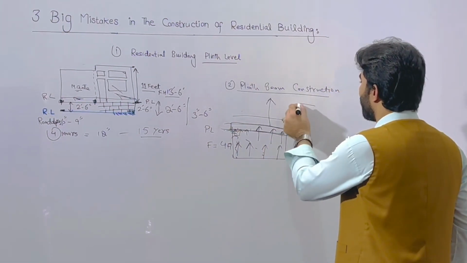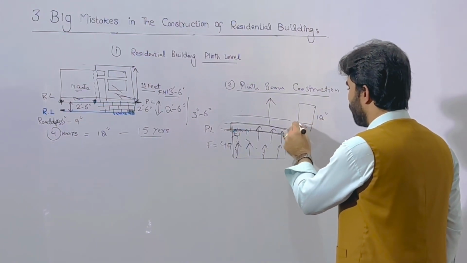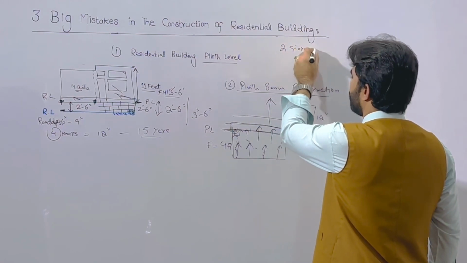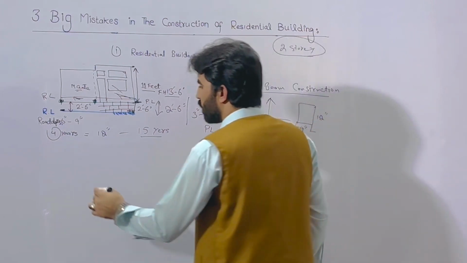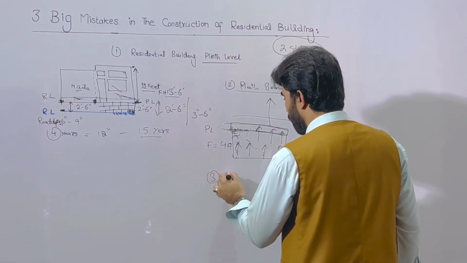The plinth beam should be provided, and you can keep the size 12 inches depth and 9 inches width for a normal residential building up to 2 stories. This is very important. Next, guys, the top beam is also very important. The third one is the floor beam.